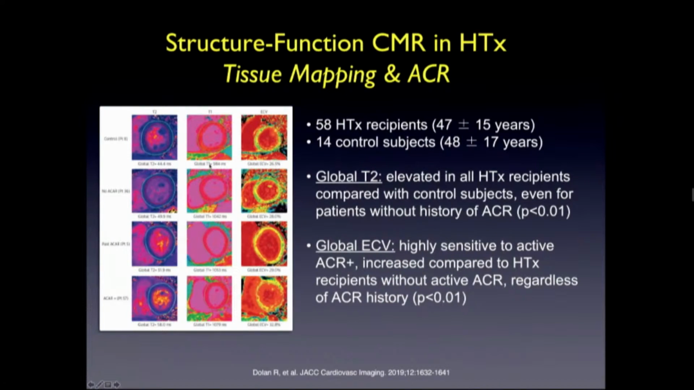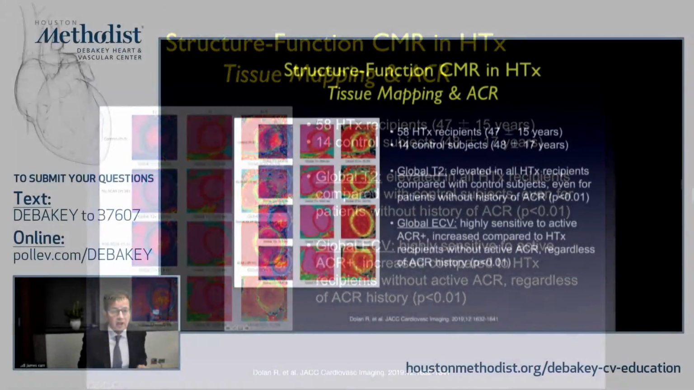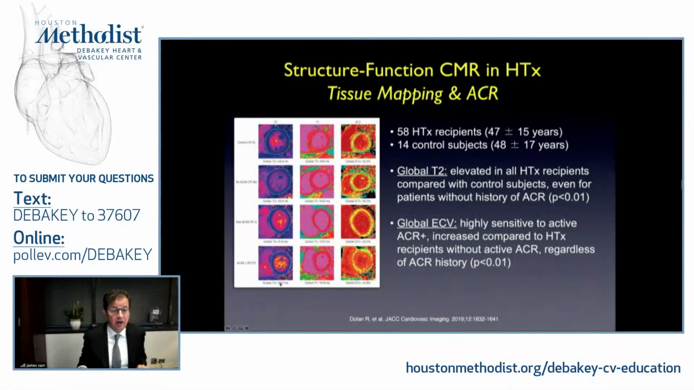Here are just some examples across the board. If you look at controls on the top and active rejections on the bottom, you can see, similar to the prior studies, that the global T2 measured here, now this is more the average T2, in the controls is 44 milliseconds, which is what you'd expect for a normal person, tracks up to about 58 milliseconds on average in patients with active rejection. Similarly, the T1 tracks upwards as shown, so higher T1s in those with active rejection versus normal, and also similarly, higher ECVs in those with active rejection versus normal.